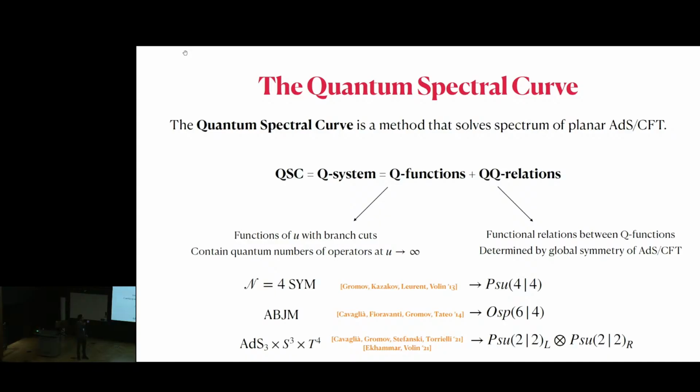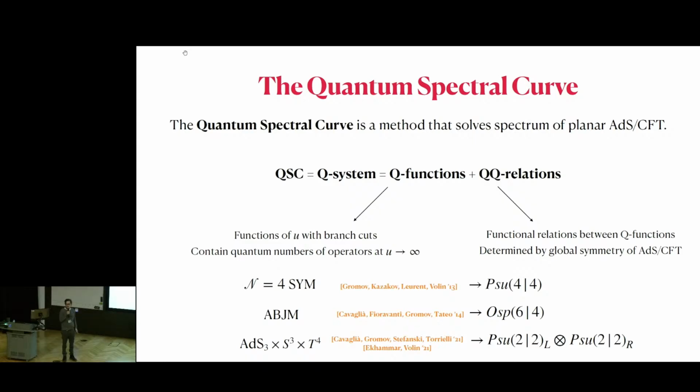So to be very brief, the quantum spectral curve is a method to compute the spectrum of planar AdS₃ correspondences. And it's basically a Q system, which is composed of two elements, the Q functions and the QQ relations. The Q functions are functions of one spectral parameter with some branch cuts, and they contain in their asymptotics the quantum numbers of the operators we wish to describe in the dual CFT. The QQ relations are functional relations between these Q functions, and their structure is determined by the global symmetry of the AdS₃ models you're interested in.